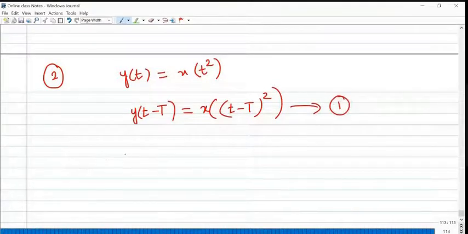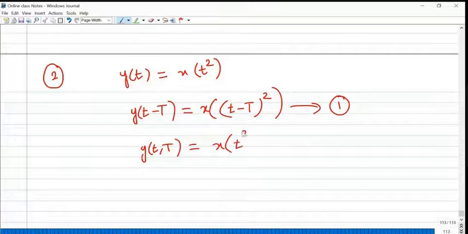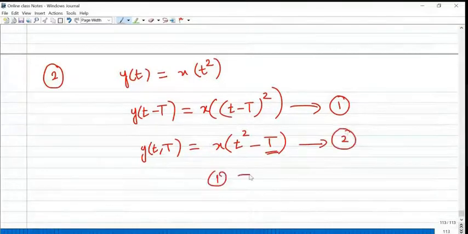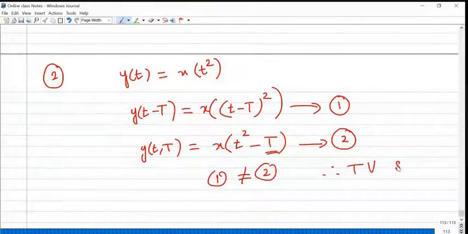Step 2: output of the system due to delayed input. Wherever x of t information is there, that is delayed by t naught. Your entire x function is delayed by t naught amount of time. This is equation number 2. So equation 1 is not equal to equation 2. Therefore, this is time variant system.